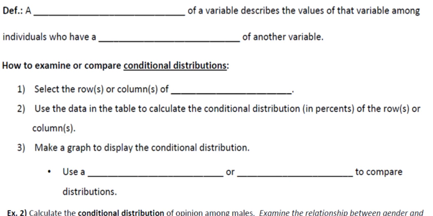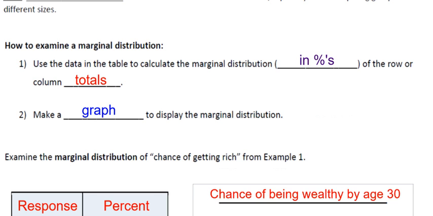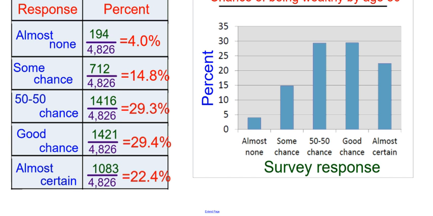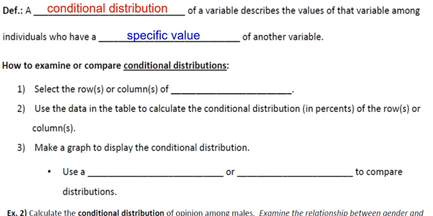Next, we're going to talk about conditional distributions. The conditional distribution of a variable describes the values of that variable among individuals who have a specific value of another variable. So in this, we are looking at the distribution of response rate, not caring whether they are male or female. Conditional distribution is when you're looking at a specific value. Another way to remember it: it meets a certain condition.